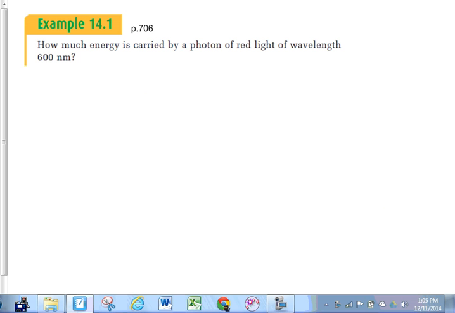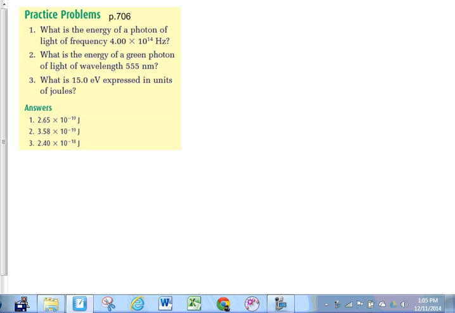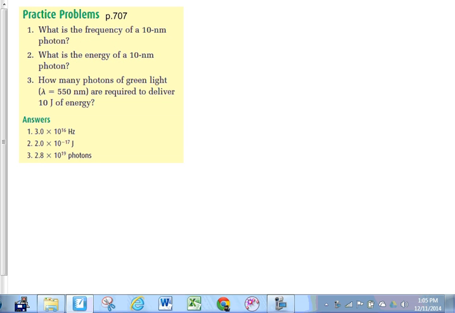The first set that you had was on page 706. Any issues with any of those 3 questions on 706, please? All 3 of those are good? You guys can convert from electron volts to joules? All right. How about the practice problems on page 707?